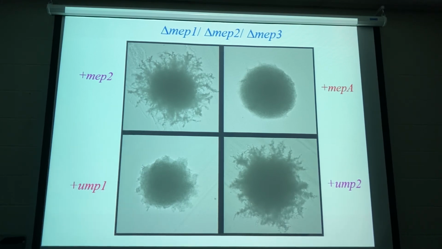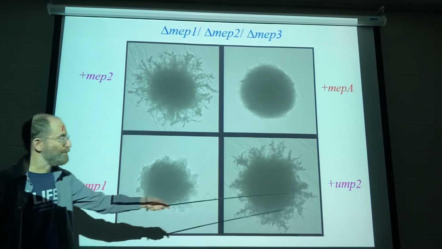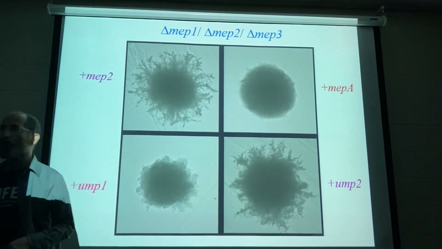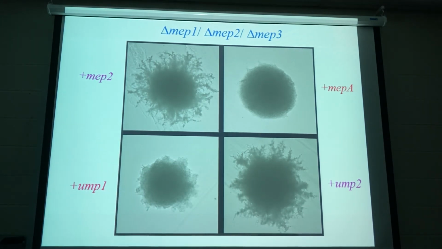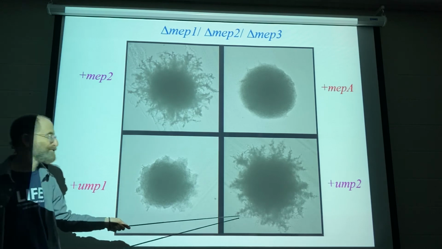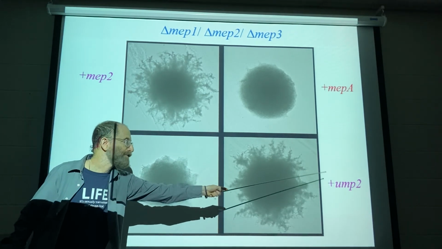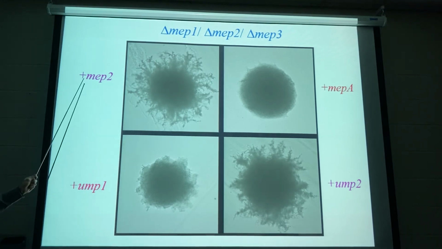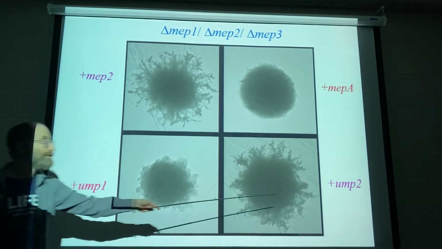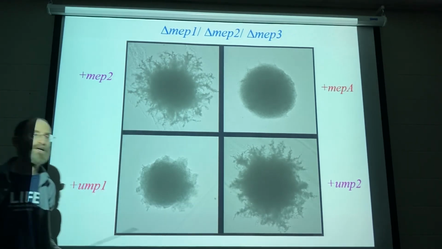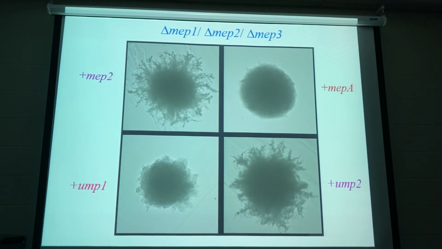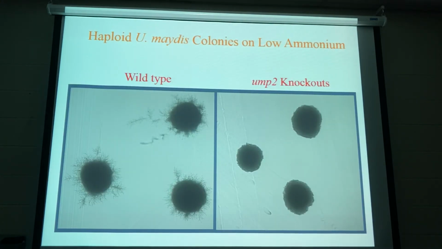Okay. What about UMP2? Does UMP2 correct the growth defect on low ammonium? Yes. Does it correct the filamentation problem? Yes. So UMP2, we think, is a functional homolog or ortholog of MEP2. So now we have a Euselago protein that does, at least in yeast, the same thing that MEP2 does. So that's kind of cool. Any questions? Okay.